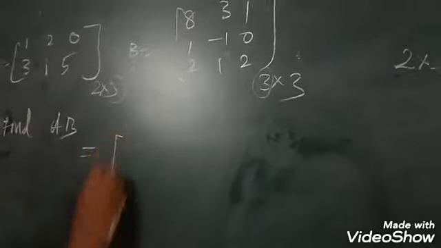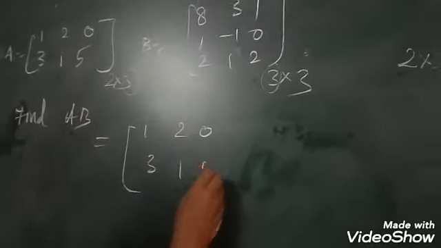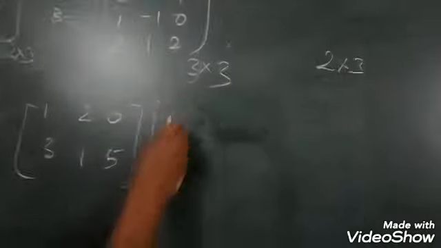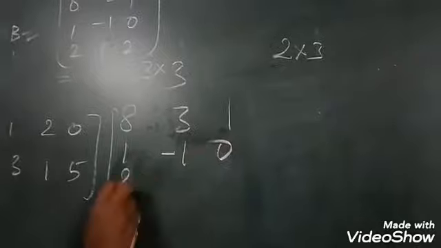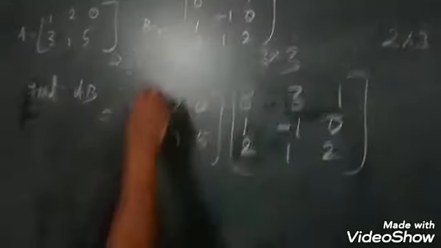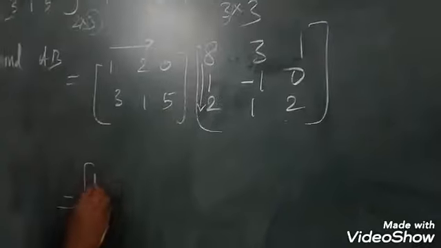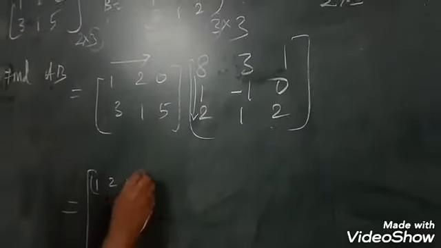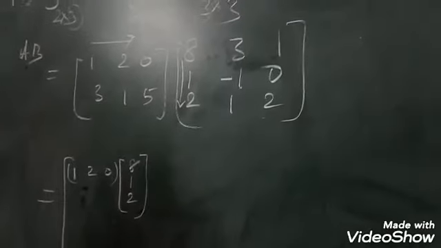Okay, now first write the A matrix: 1 2 0, 3 1 5. Okay, then next: 8 3 1, 1 minus 1 0, 2 1 2. Okay girls, now we should multiply first row first column first element. How do you write it, girls? The L shape we want, right? 1 2 0, then the column. What is the column? 8 1 2. Okay, have you all understood?